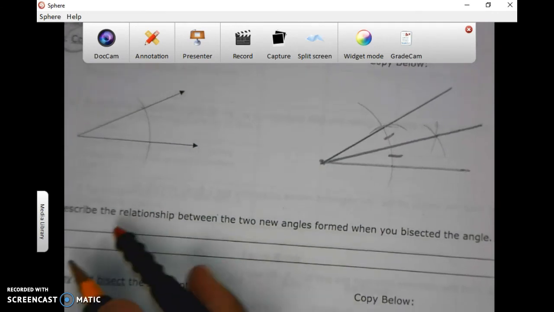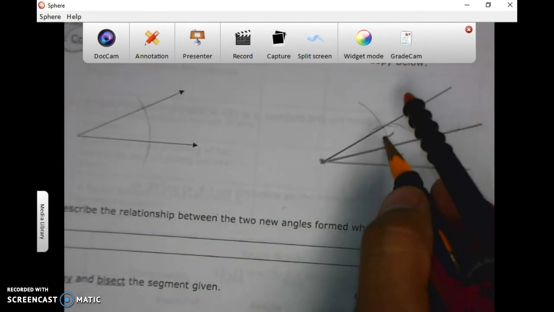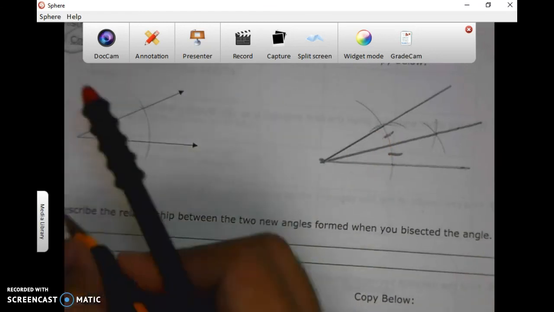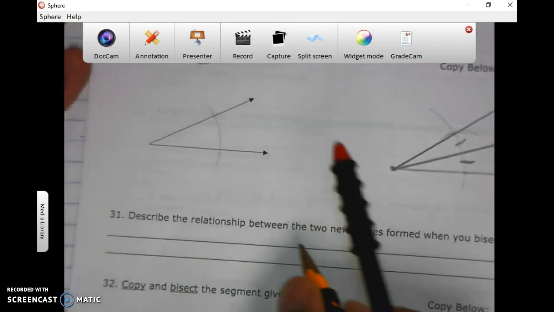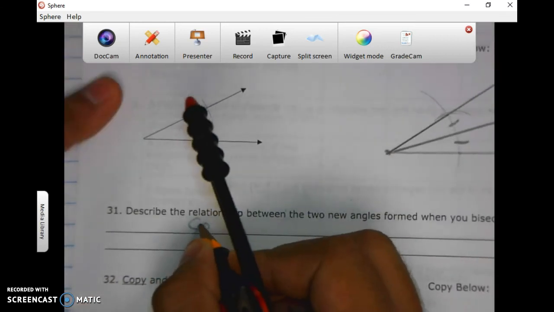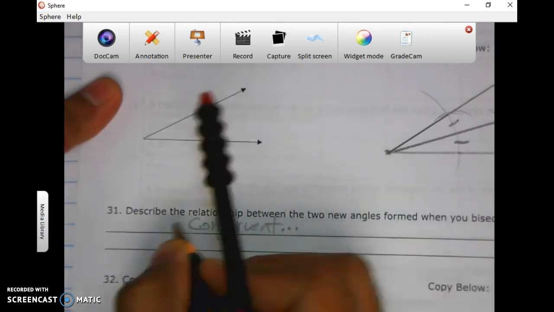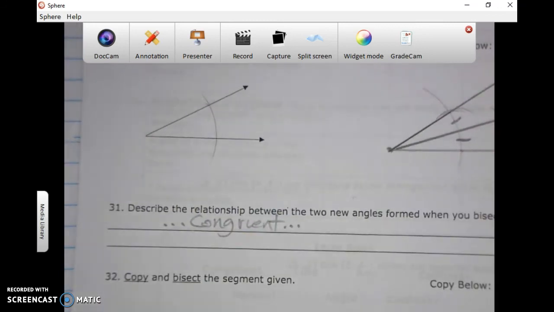Now, if I'm going to describe the relationship between these two new angles, what would I say? Those little tick marks mean that they are congruent, okay? So I would actually write a full, complete sentence, but I would use the word congruent in my sentence. I don't have the time to do that right now, but you do. So make sure you do that on number 31.